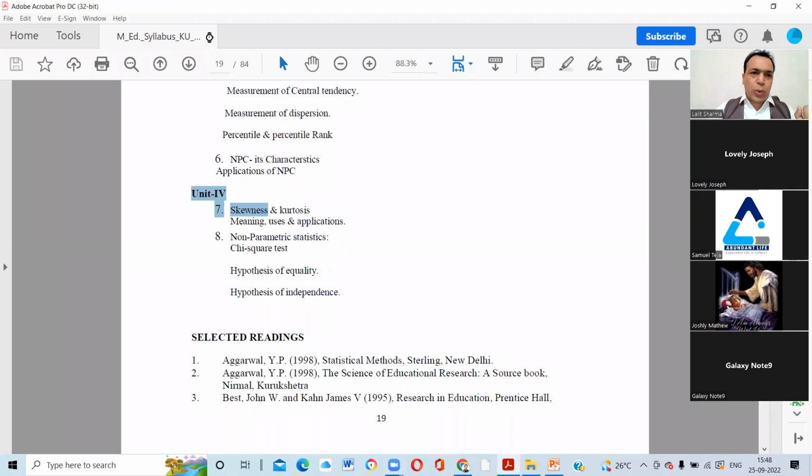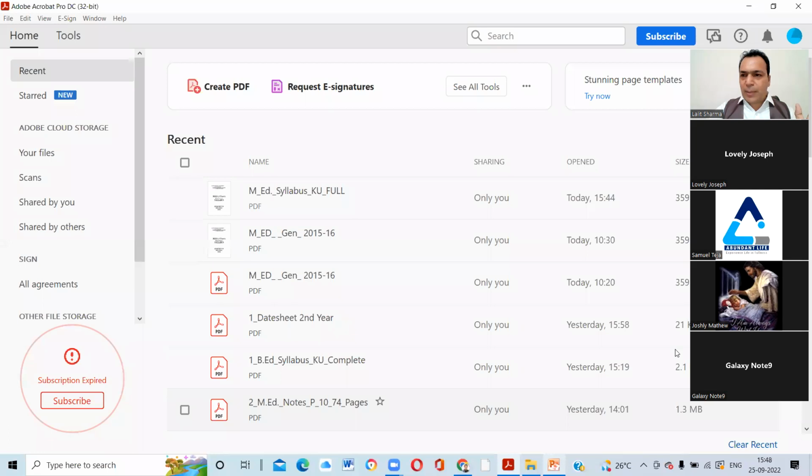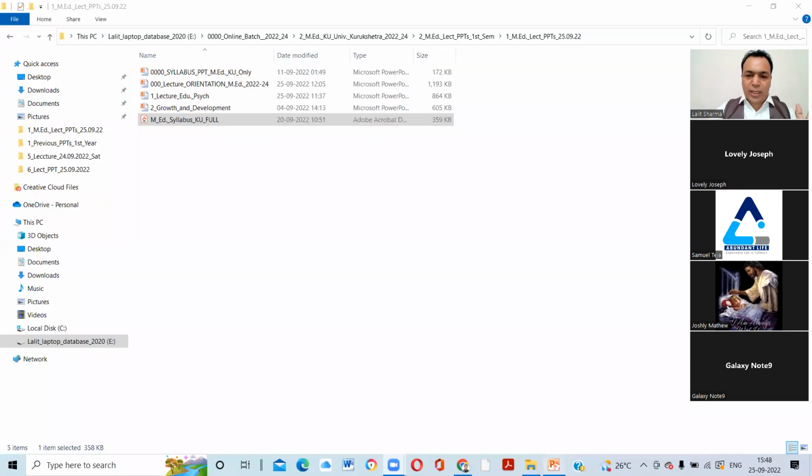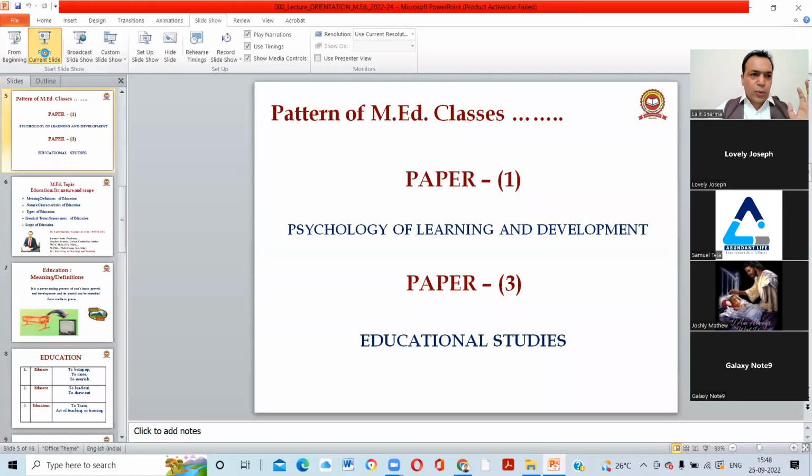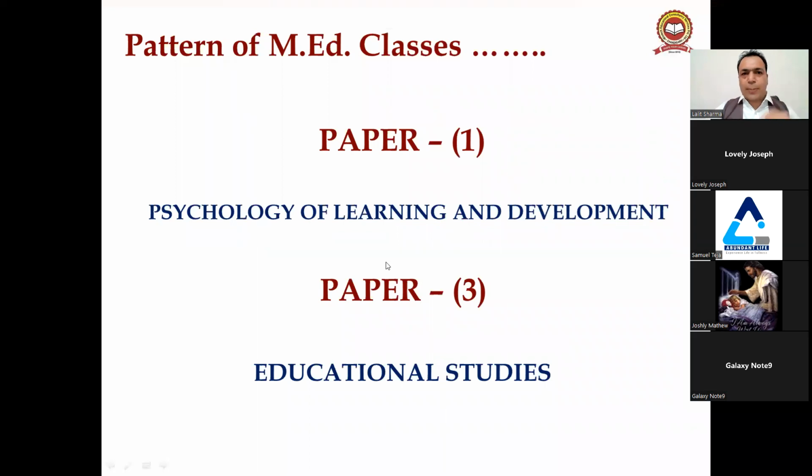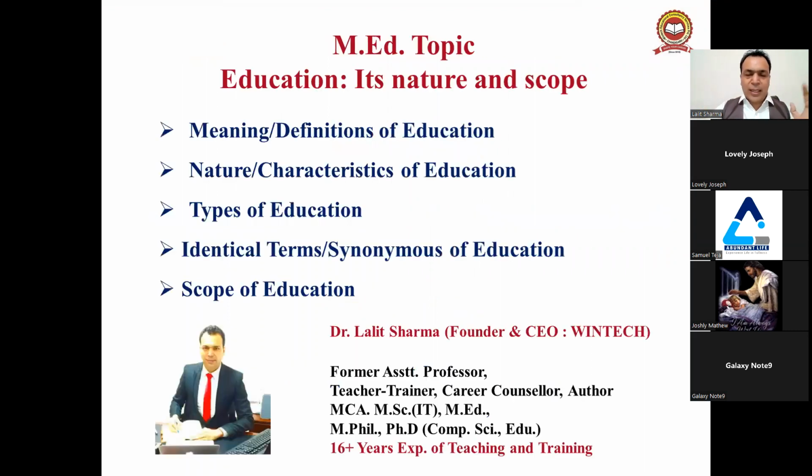Now I'm going to close the syllabus and come back to our slide. This was the pattern of the M.Ed classes. Paper 1 and paper 3 will go simultaneously, because every week I'll cover 2 topics, one from paper 1 and one from paper 3. So I'm going to start the first topic of paper 3, education.